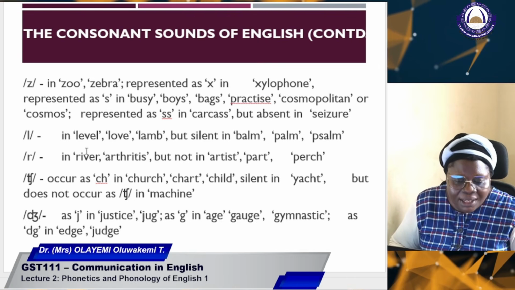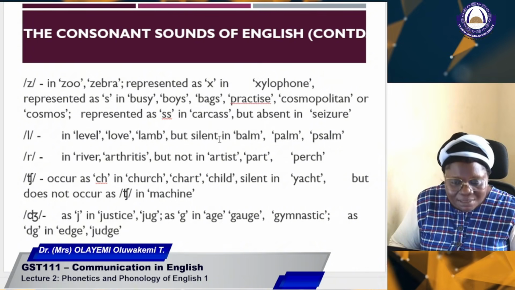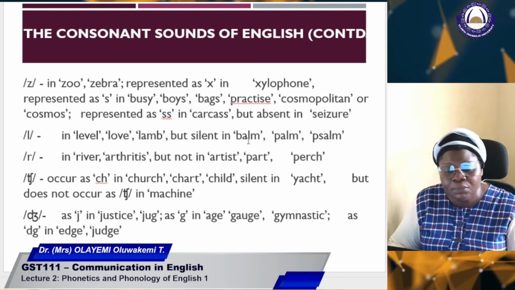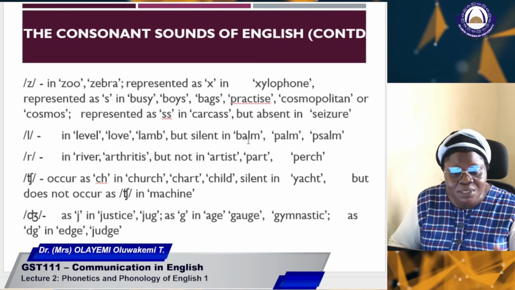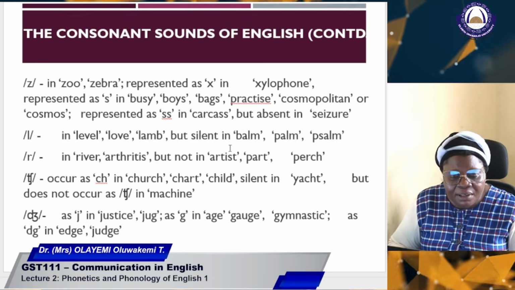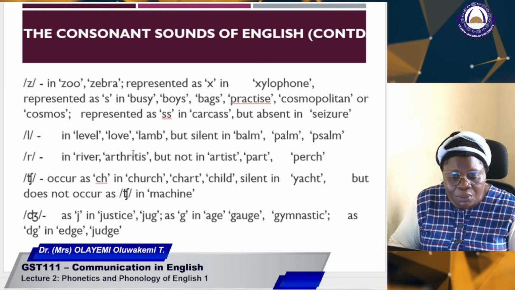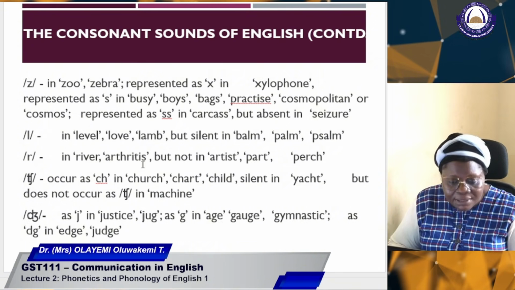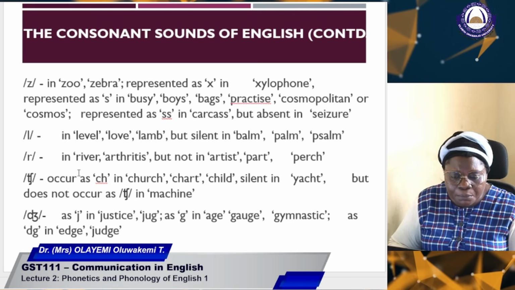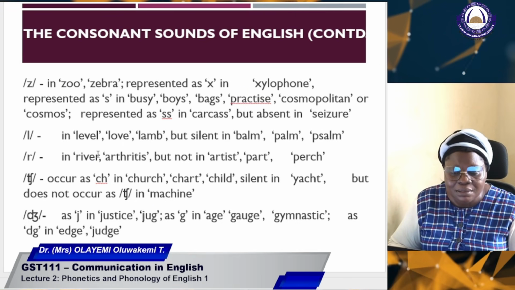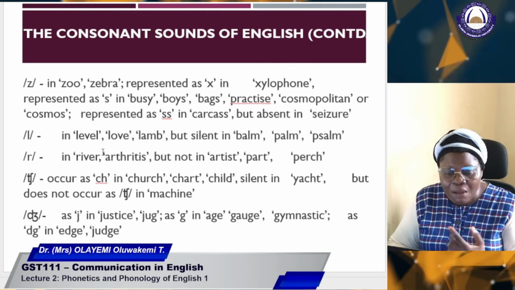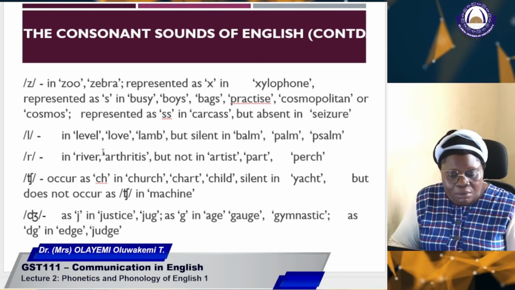Then we have the sound L in level, in love, lamb, but it's silent in balm. The sound L is silent in palm. Show me your palm. It's also silent in psalm. I like to read from the book of Psalms. We have the sound R in river, and in arthritis, but we don't have it in part. We don't say part with an R sound. When we get to the vowel sounds in the next class, I will let you know about that sound. We'll talk about that.